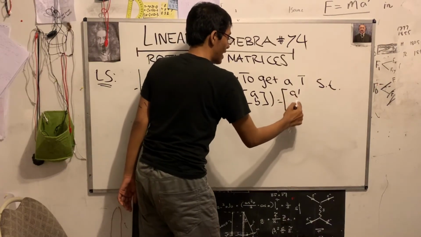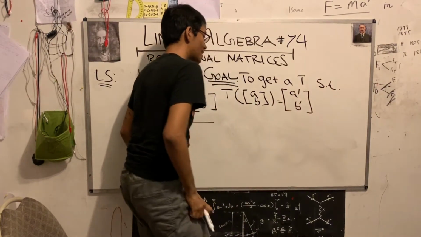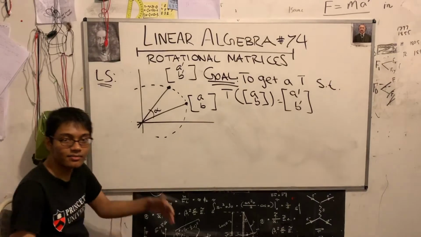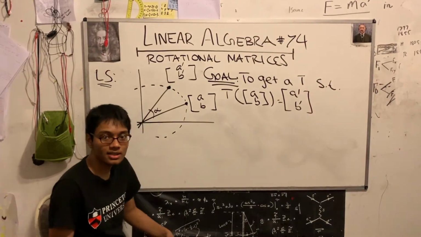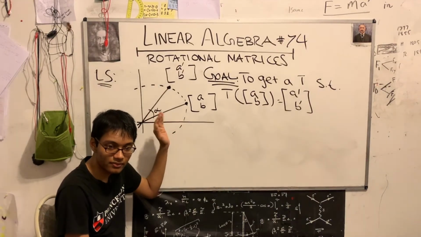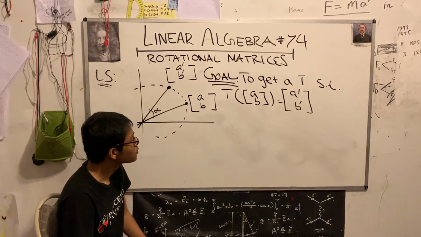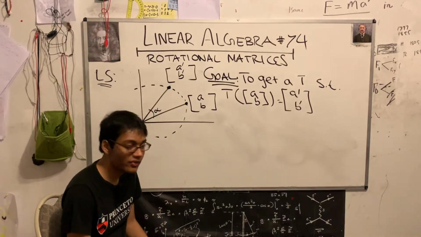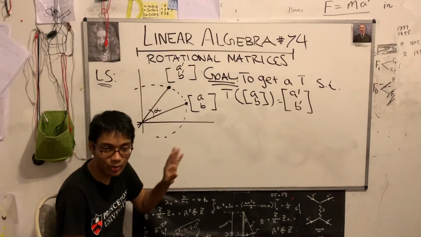I get an output of A prime B prime. Okay, so that's my goal, to derive some kind of linear transformation that does the job of rotating a vector for me. So as I said, the first and foremost step is to convert from rectangular to polar coordinates.